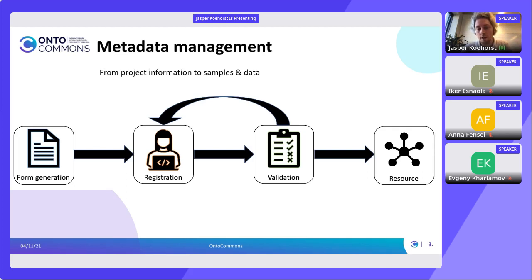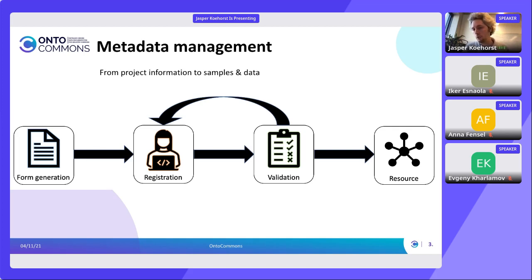Then it is in the nature of humans that people make mistakes. They make typos, they don't write things down properly. So we have a continuous validation system in place that keeps track of whatever has been changed. Is that according to the standards that we have agreed upon? So once this validation is passed, there will be a semantic resource based on different ontologies that then can be used for internal research or to answer internal questions.